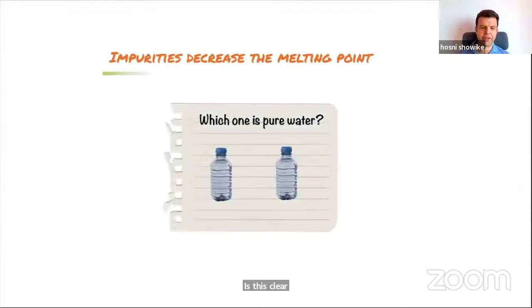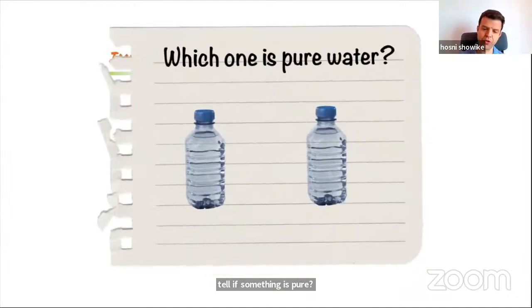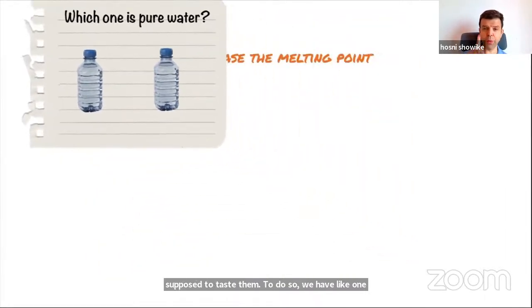Now, let's check something. How do you tell if something is pure? Let's say someone's challenging you. You have two identical bottles. They look exactly the same, but they're asking you to figure out which one is pure water and which one is salt water, and you're not allowed to taste them. So again, the two bottles in front of you, someone's asking you to find which one is salt water and which one is pure water. And again, you're not supposed to taste them. To do so, we have one test of purity. How will you test purity?